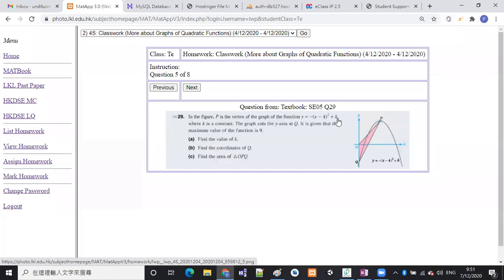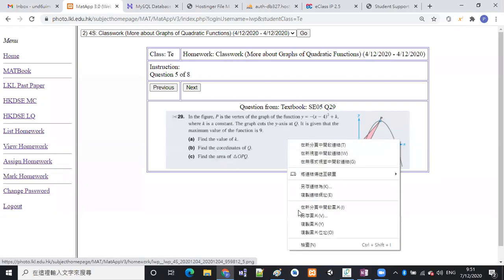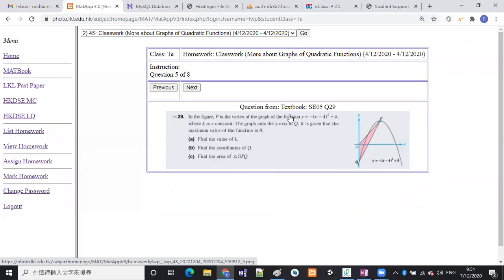Last Friday, we stopped at question number 29. We did not talk about number 29, okay? So today I am going to start with this question. And then I have already uploaded one more classwork, which is about the application problems. But I'm going to talk about this after these few questions first, okay? So let's start from this.